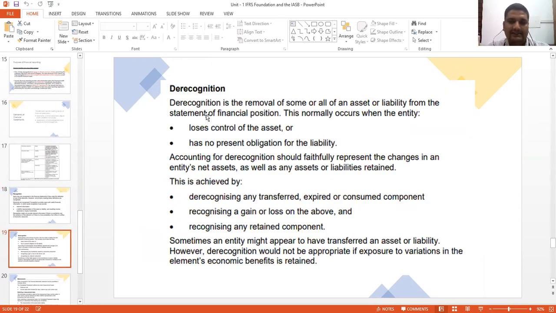Coming to derecognition, it is the removal of all or part of an asset or liability from the statement of financial position, which happens when the entity loses control of the asset or no longer has a present obligation for the liability. Accounting for derecognition should faithfully represent the changes in the net assets as well as the assets and liabilities retained.